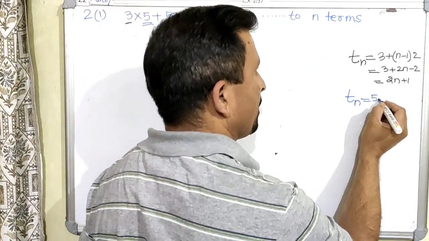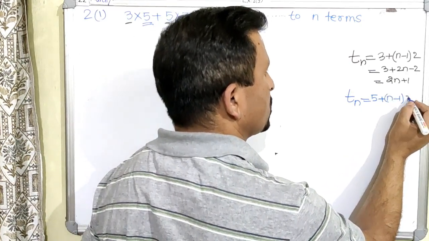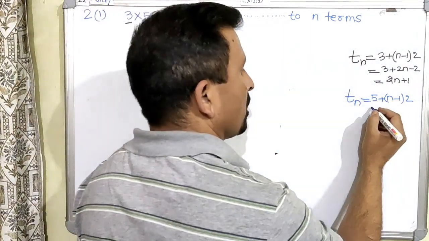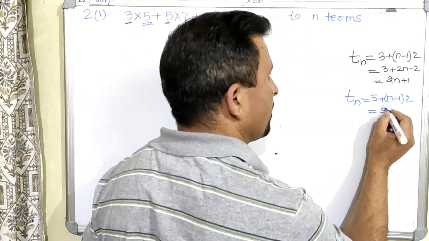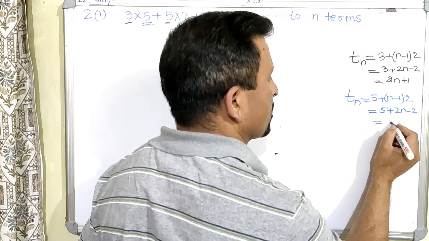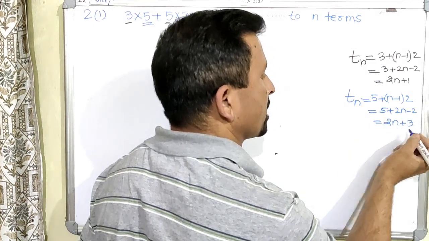So 5 plus n minus 1 into d. d is 2, right? Because it is 7 minus 5 is equal to 2. So operate it, simplify. 5 plus 2n minus 2, and this is equal to 2n plus 3, because 5 minus 2 is equal to 3.